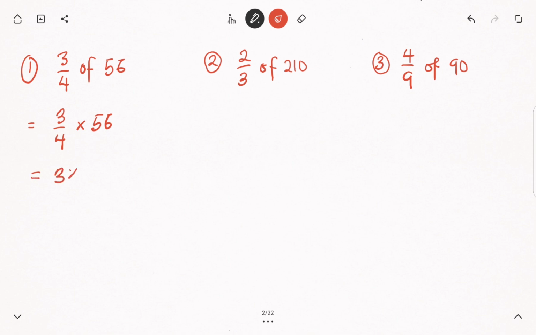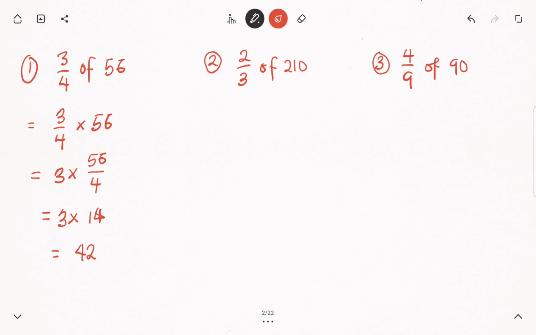We have 3 multiplied by 56, and then we bring the 4 under the 56. Over here, we have 3 multiplied by 56 divided by 4 will give us the value 14. So we have 14 over here. So our final answer will be 3 multiplied by 14, and that will give us 42 as our final answer.